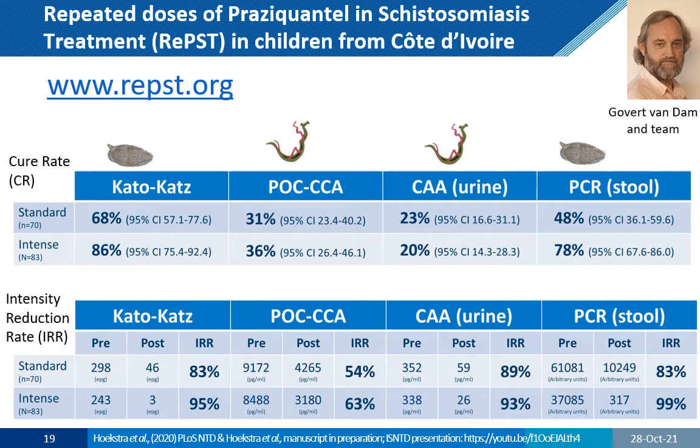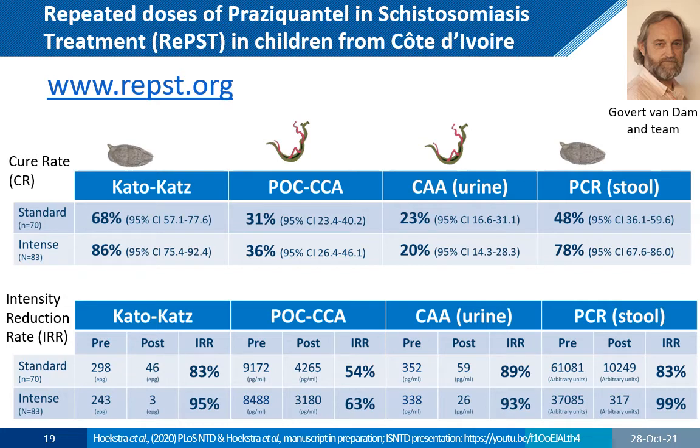The dynamics of the diagnostics is far more complicated when you study a population in an endemic setting, so with continuous risk of re-exposure for each study participant and the potential presence of pre-patent infections. This is actually shown in one of our most recent studies. This is the so-called REP study, which stands for repeated doses of praziquantel in schistosomiasis treatment, and you can find more information on their website.